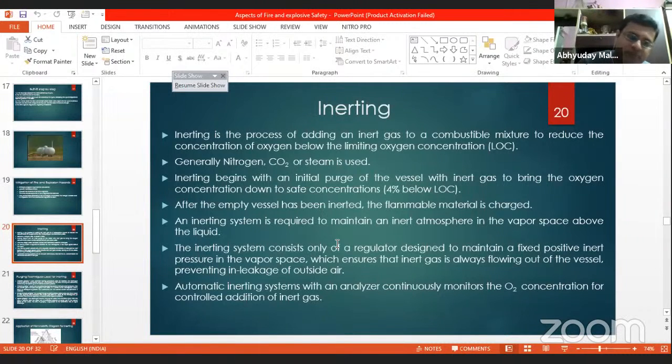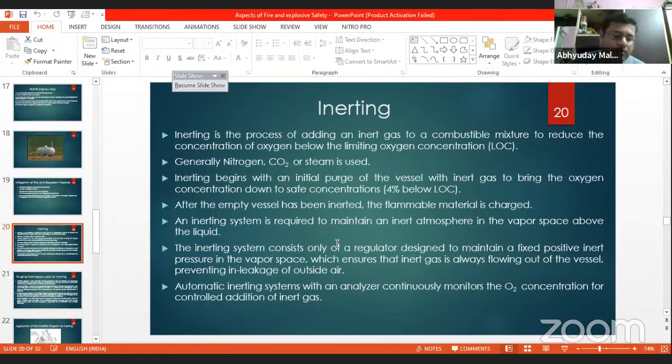Now, after the empty vessel has been inerted, we charge the flammable material into the vessel. That means if we have a storage tank which is supposed to contain ethylene, and ethylene is a flammable substance, if I want to directly charge ethylene to the storage tank, there might be a source of ignition due to some friction or something else, which can cause explosion or combustion of the ethylene, if I don't inert this storage tank previously.